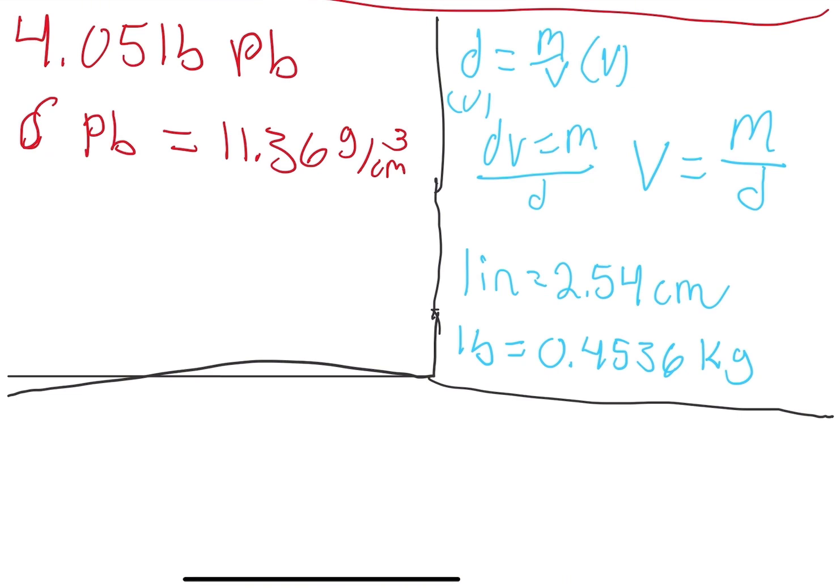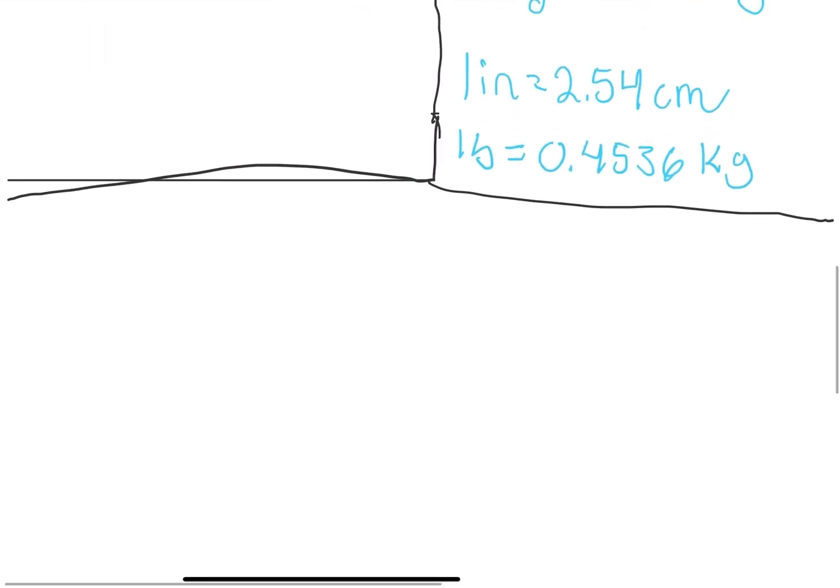1 inch equals 2.54 centimeters, and 1 pound equals 0.4536 kilograms. And then once we convert to kilograms, we can use our metric conversions to convert that to grams, which is what the problem needs. And okay, so now that we have our information, we can begin working out the actual problem.